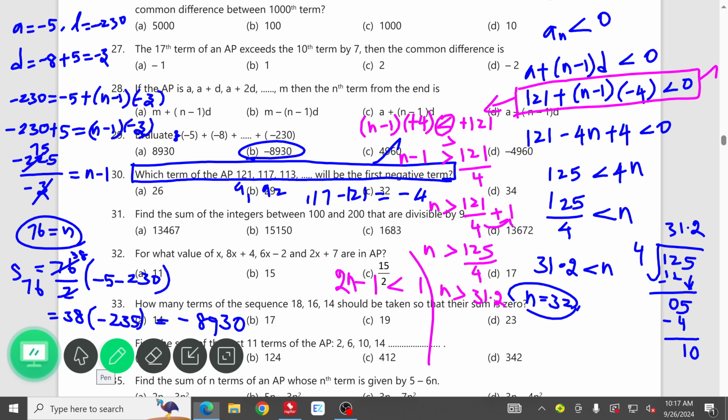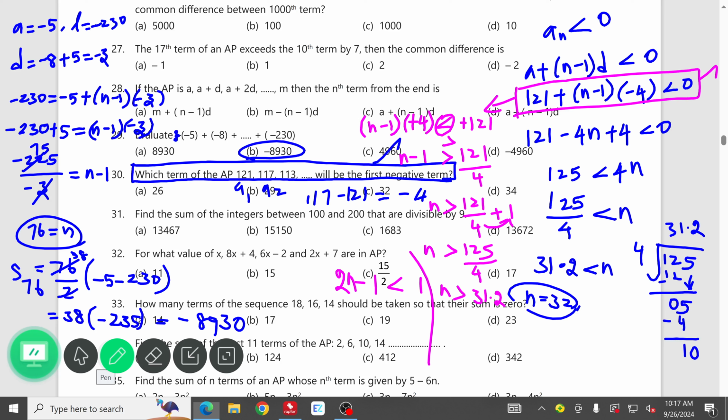Totally how many questions in this chapter? It's still going on. Okay, this is okay, no? Sum of integers between 100 and 200, divisible by 9. Between, see, when we have a 9, it is not a problem. When we have a 5, there is a problem. Why is there a problem?